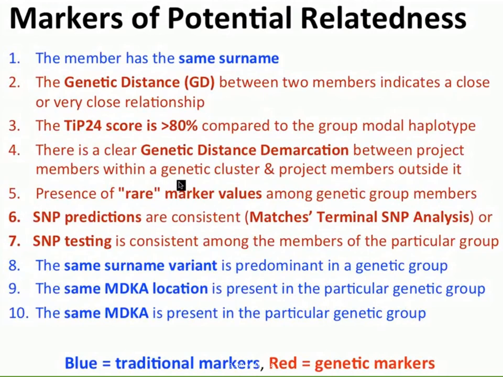And you'll see we're looking at genetic distance. We're looking at what's called TIP 24, which is a particular test. We're looking at demarcation. In other words, are there big gaps between the genetic distance? We're looking to see if there's rare values in the SNPs. Then we're looking to see, are the matches with terminal SNPs consistent? And is the testing consistent?